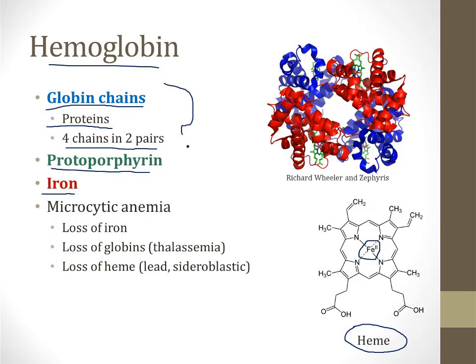So once you understand these 3 components of hemoglobin, it's very easy to understand the microcytic anemias. Some of them are caused by loss of iron, some are caused by loss of globin chains, these are called thalassemias, and some are caused by inability to produce heme molecules. This occurs in lead poisoning and sideroblastic anemias.